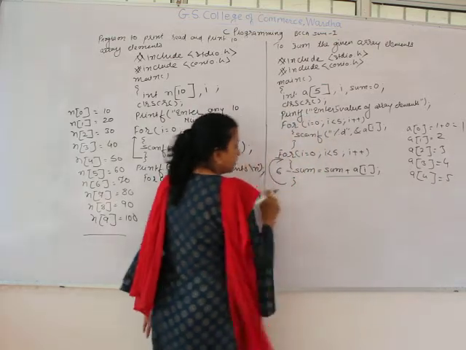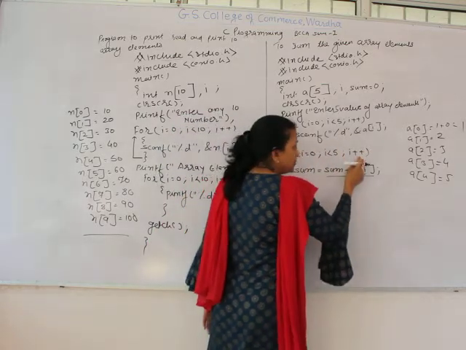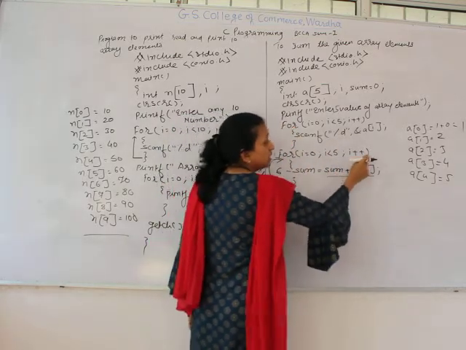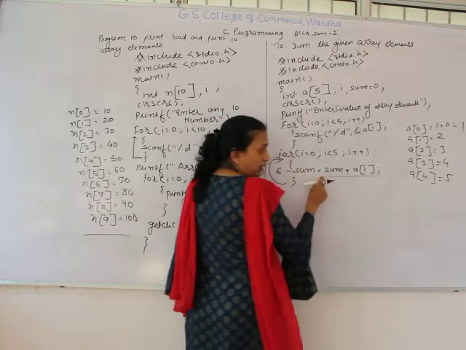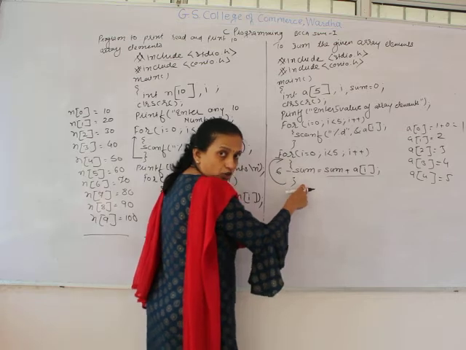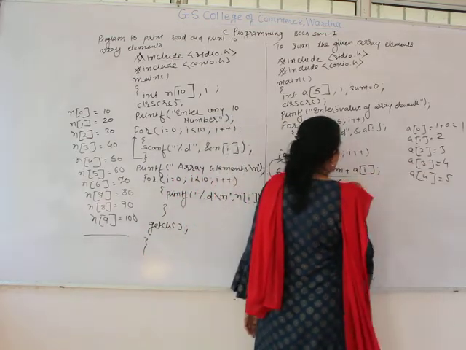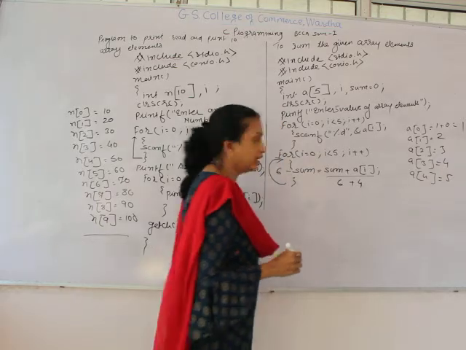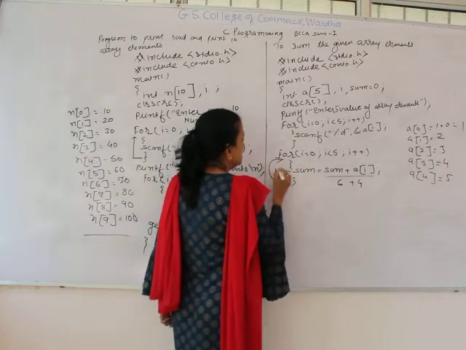Now again the control of the program passes to check the condition with the updated value. This time i becomes 3. So 3 is less than 5. Yes. The control of the program enters the loop block. So sum is 6 and a[3] is 4. What will we get? 10. So the value of sum this time is 10.